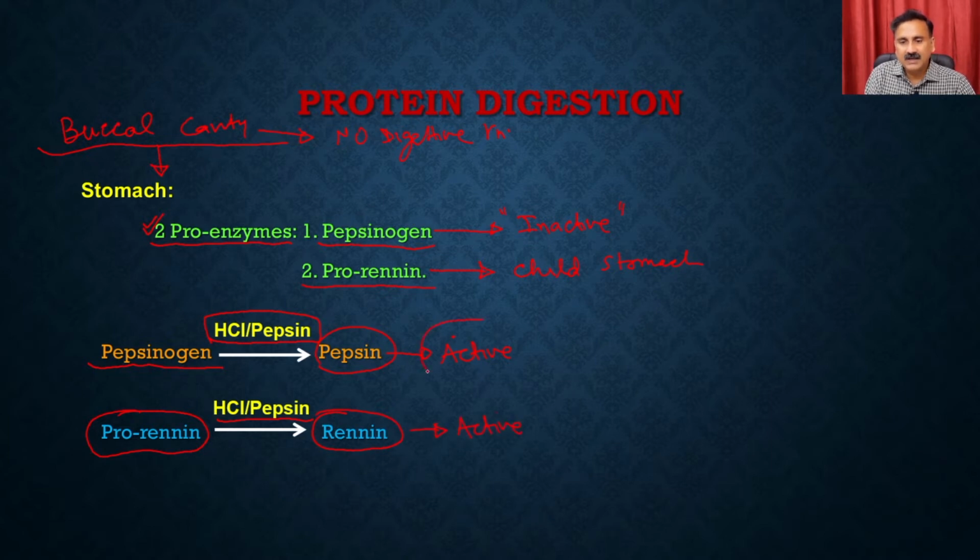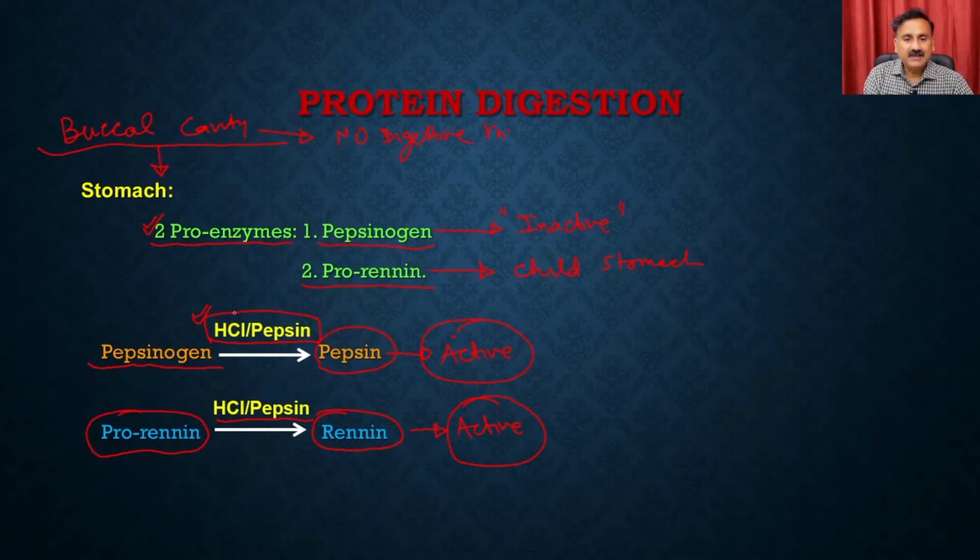So once you have generated the active enzyme within the stomach, remember that you require the acidic environment, so you require the secretion of the HCl, and if you recall, we discussed this when we were discussing the secretion of the different glands and all that. So HCl secretion is directly linked to the feeding actually.